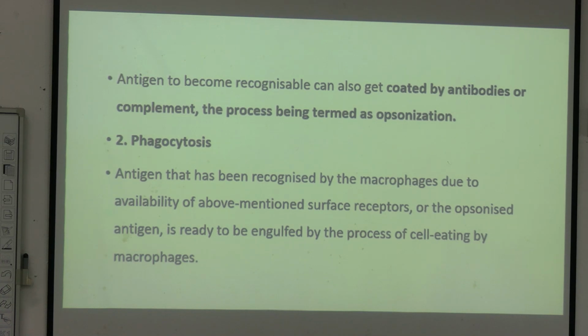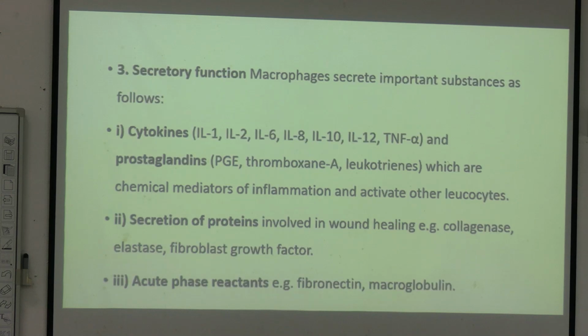Then phagocytosis. After recognition of antigen, they will phagocytose that antigen. Then secretory function: cytokines and prostaglandin. Among cytokines, some of importance are IL-1, IL-2, IL-6, IL-8. These are a few important interleukins. Then secretion of proteins involved in wound healing, like collagenase, elastase, fibroblast growth factor, then acute phase reactants, fibronectin, macroglobulin.